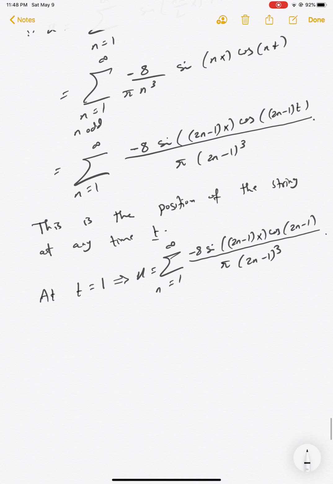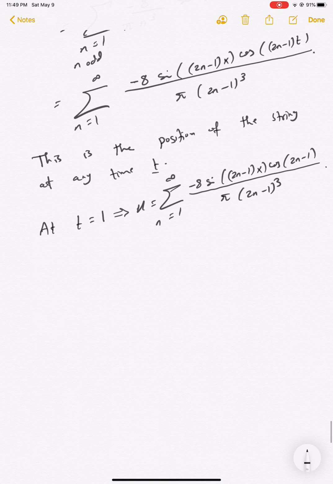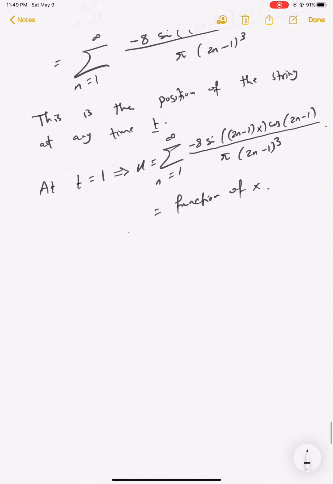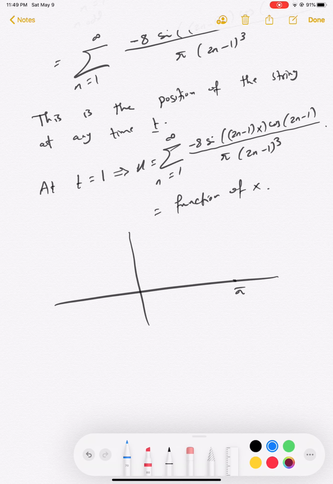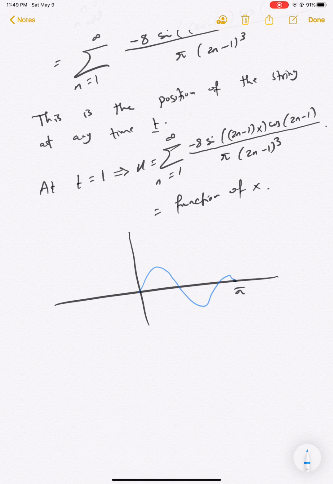Now, if you look at this summation, this has only one variable, that's the x, right? So you start substituting. For example, you take n is 1, you get something in terms of x. N is 2, n is 3, and so on. So in the end, this is just a function in terms of x. Just imagine, when you draw this function, you get something like this. Then this is the string after 1 unit of time.